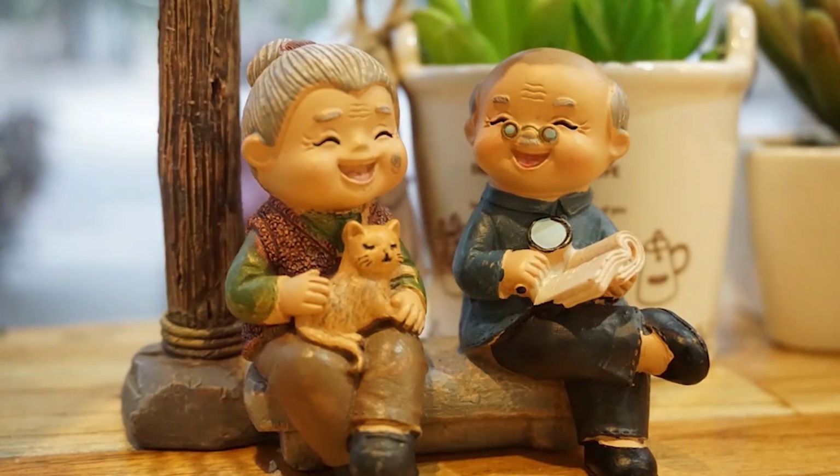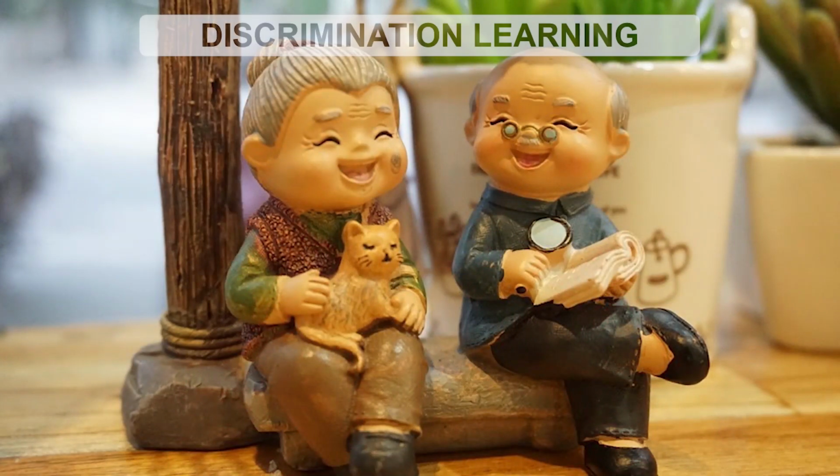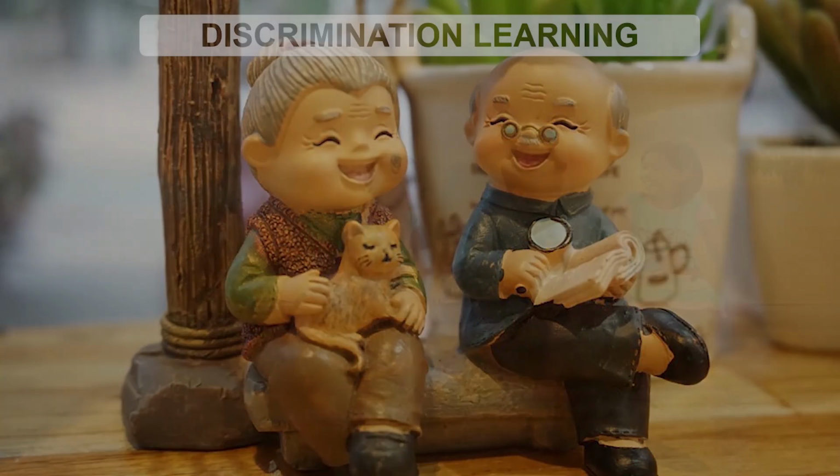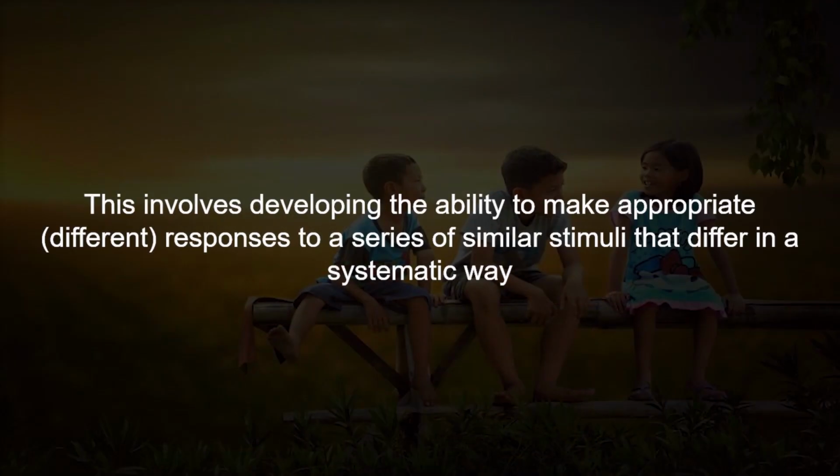Showing a ball to the child and stating that it is a ball is an example of verbal association. Next, the fifth hierarchy of learning is discrimination learning. This involves developing the ability to make appropriate responses to a series of similar stimuli that differ in a systematic way.